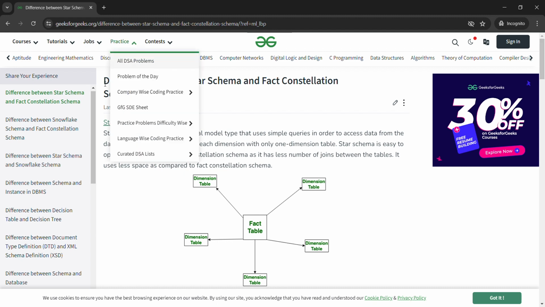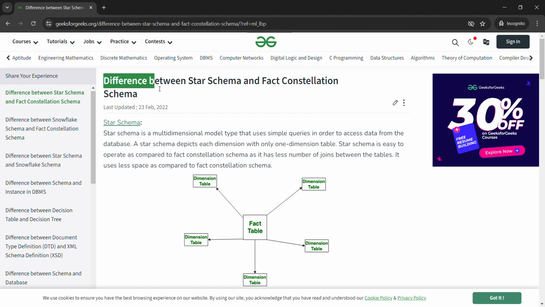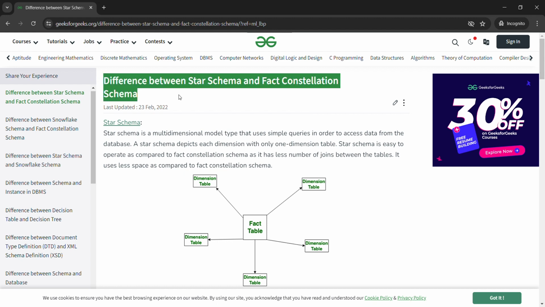So these are all about the difference between star schema and fact constellation.